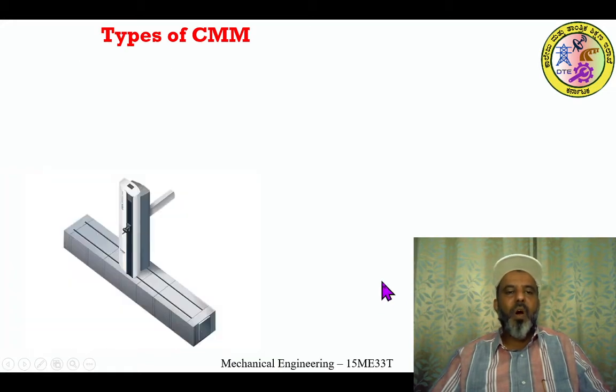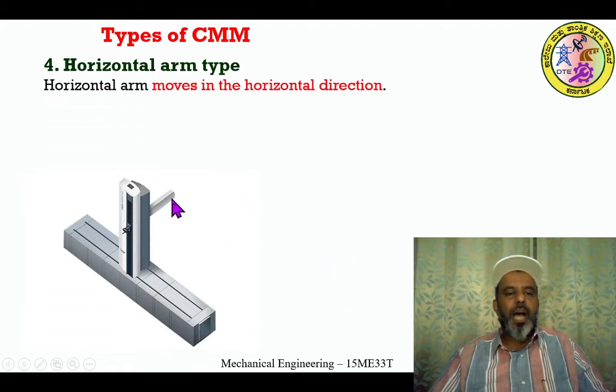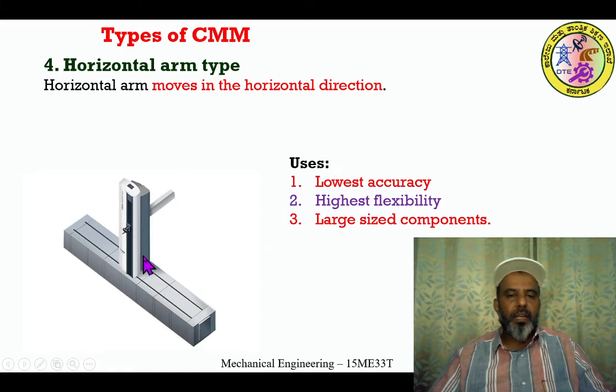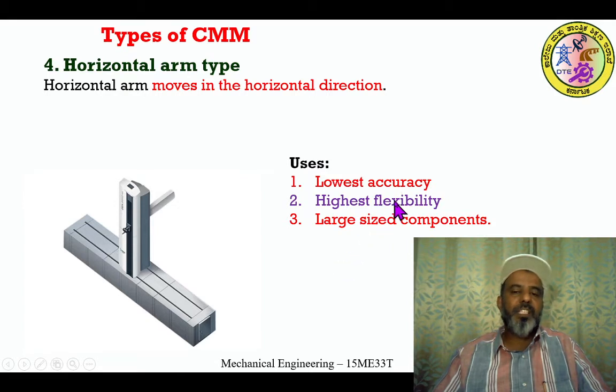Then the next is the horizontal arm type, and here this arm moves in the horizontal direction. If you see, this arm moves in these guideways, it moves in the horizontal directions, and these are generally employed for large parts. And when we compare with the bridge type or any type of the CMMs, this horizontal arm type has lowest accuracy, but in terms of flexibility, this horizontal arm type has highest flexibility, and it is employed for large size components.